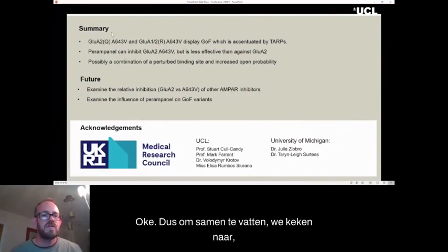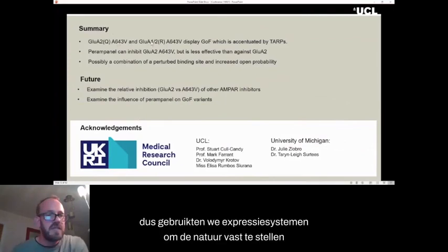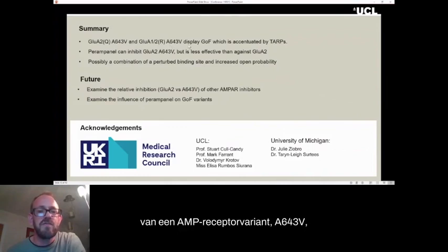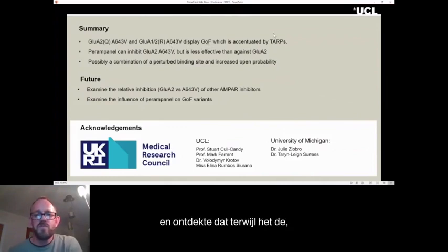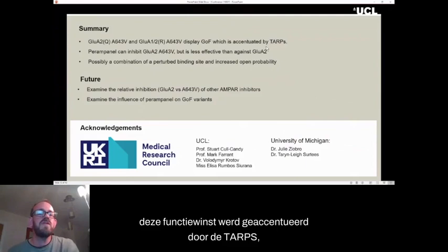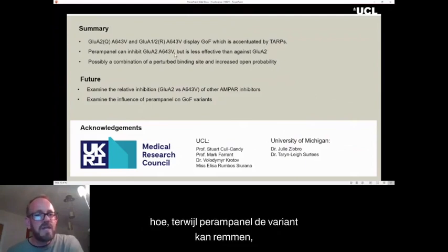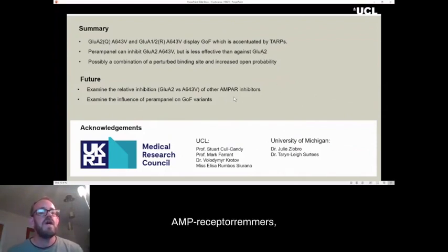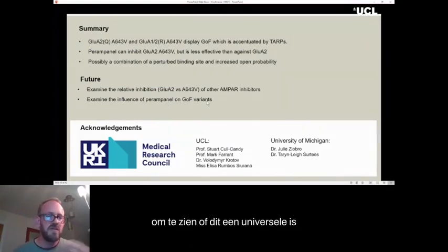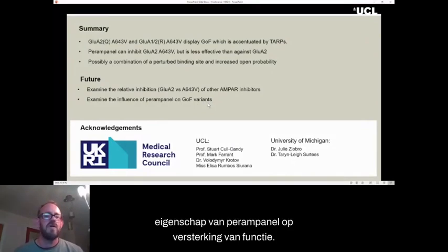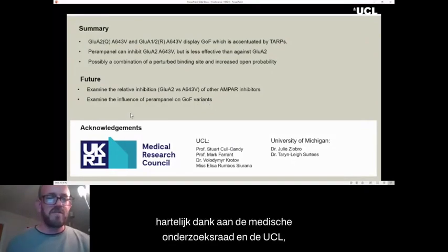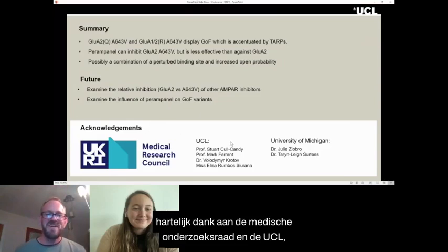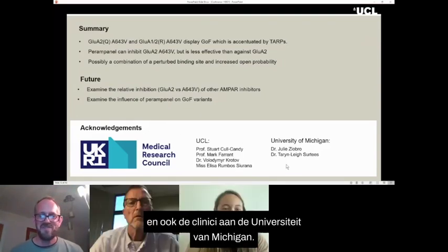Okay, so just to summarize, we used expression systems to establish the nature of an AMPA receptor variant, A643V, and found that while this gain of function was accentuated by the TARPs, and while perampanel can inhibit the variant, it seems to be less effective than against the healthy receptor. And what we intend to look at is other potential AMPA receptor inhibitors, and also to examine the influence of perampanel on other gain of function variants to see whether this is a universal property of perampanel on gain of function. Okay, thank you, and thanks very much to the Medical Research Council and to the team at UCL and also the clinicians at University of Michigan.